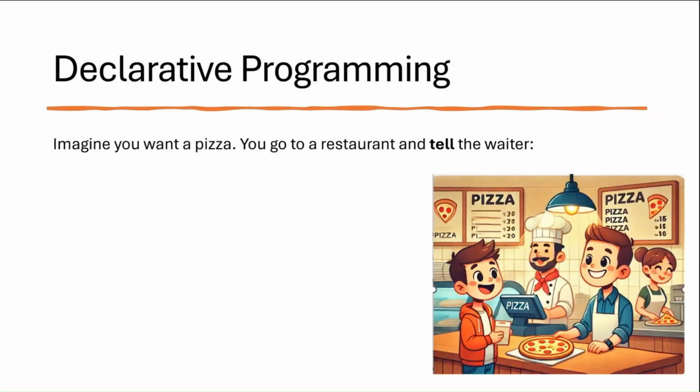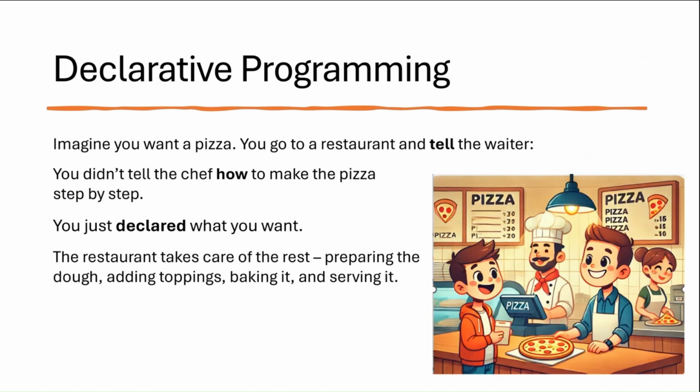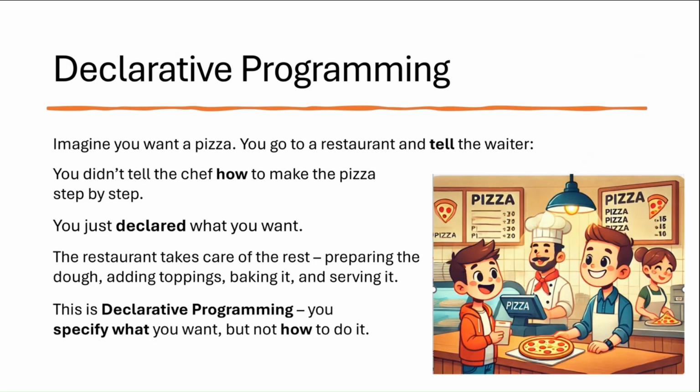Declarative programming. Till now we understood imperative programming. Now declarative programming. Imagine you want a pizza, you go to a restaurant and tell the waiter, give me the pizza, or order the pizza. You didn't tell the chef how to make the pizza. You just ordered it. You just declared what you want. So the restaurant or the chef takes care of the rest, like preparing the pizza. You just need to order the pizza. So this is exactly declarative programming. You specify what you want, but not how to do it.